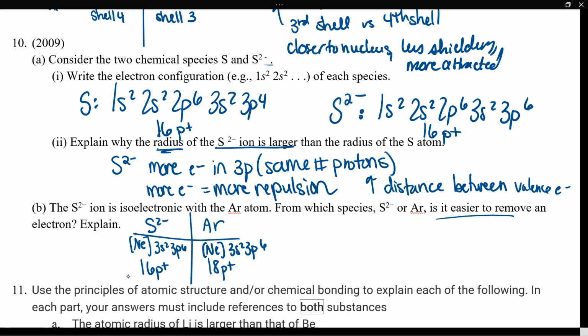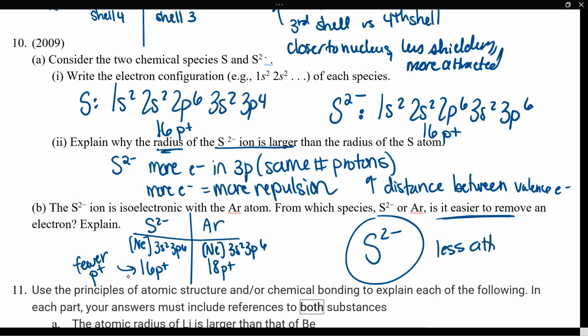That's the definition. I'm getting this number from the periodic table, right? So from which one is it easier to remove an electron? Well, it looks like S2- has fewer protons attracting those electrons in. So it's going to take less energy to remove electrons from the sulfur ion because sulfur's valence electrons are less attracted to the nucleus, right? They're experiencing a weaker effective nuclear charge. We've got 16 protons versus 18 protons. So there we go.